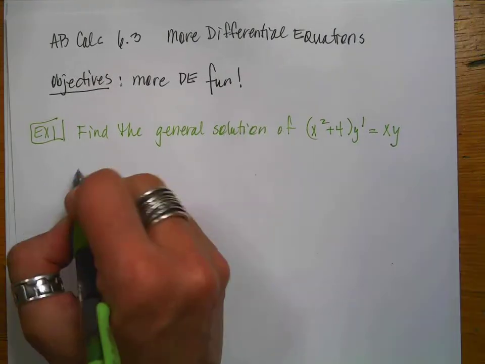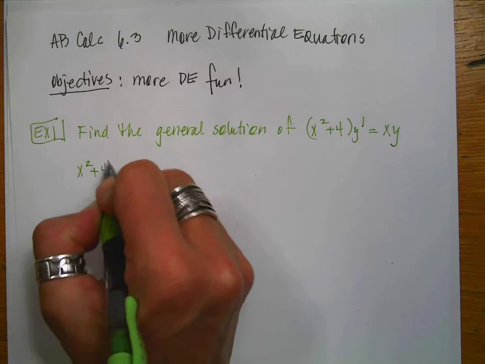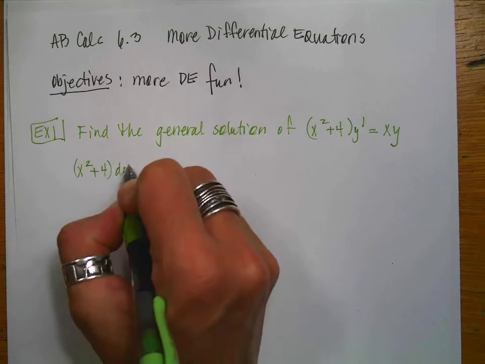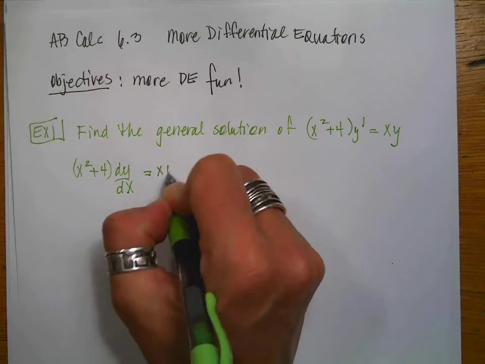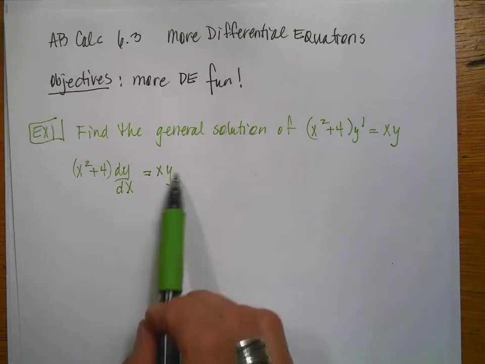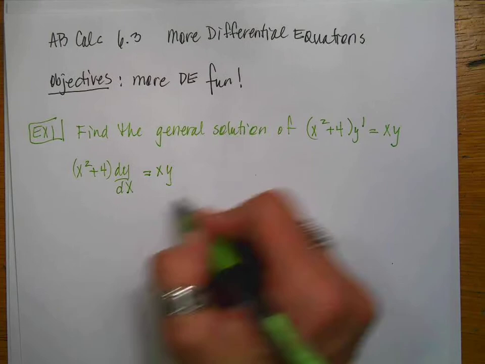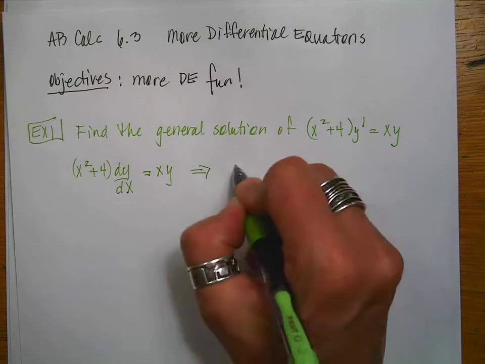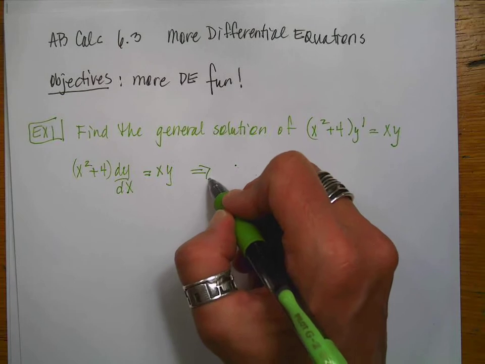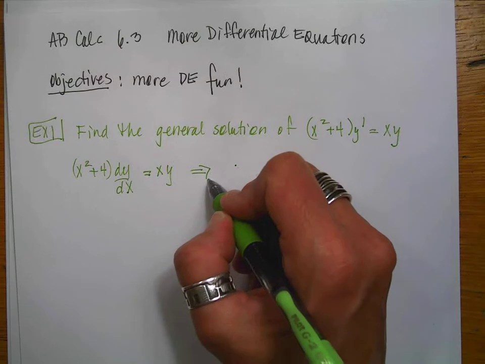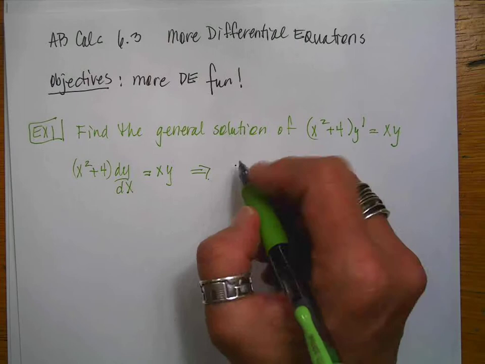So I'm going to go ahead and rewrite this as x squared plus 4. I'm going to write it as dy over dx so I can separate my variables, and then times xy. So as I cross multiply, remember I can't use an equals, I can use an arrow to show a progression of math. I don't want to write an untrue equality statement.